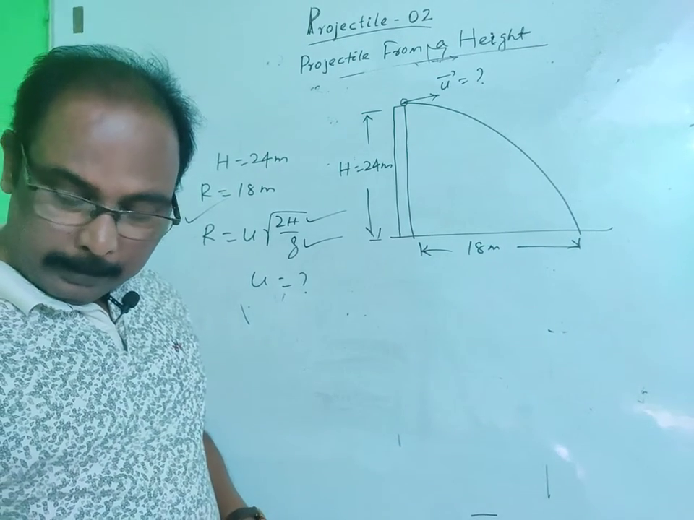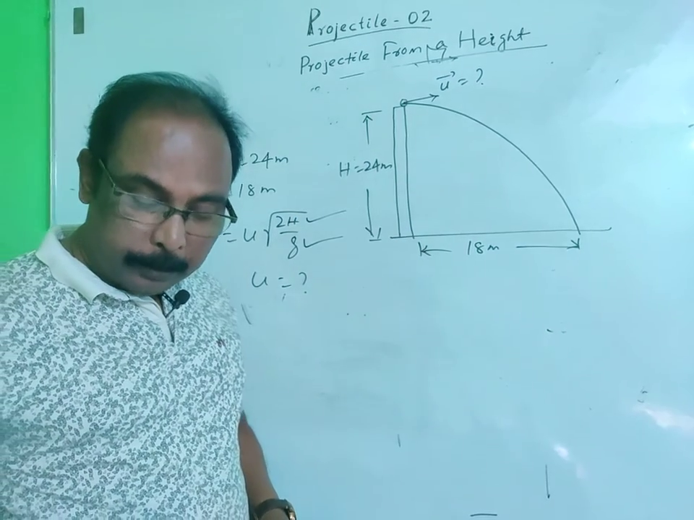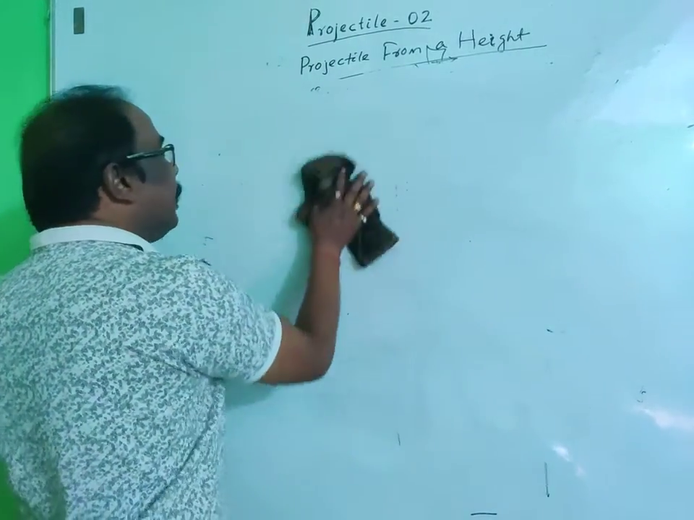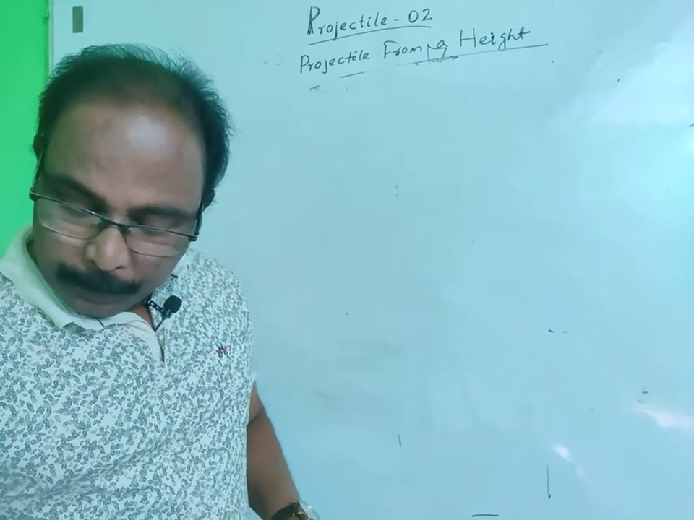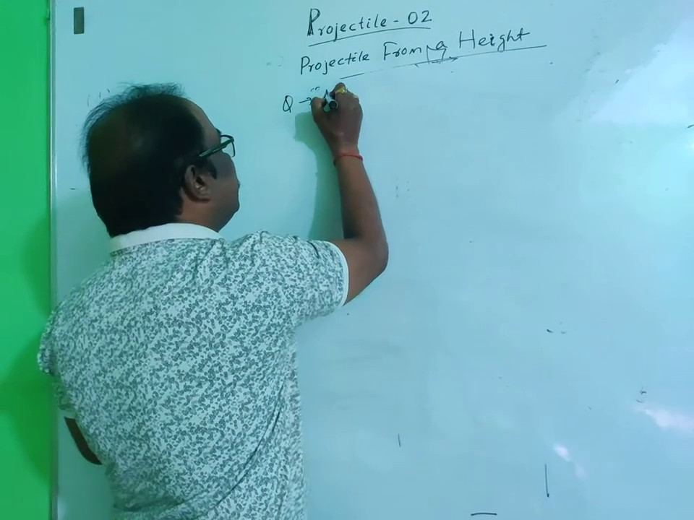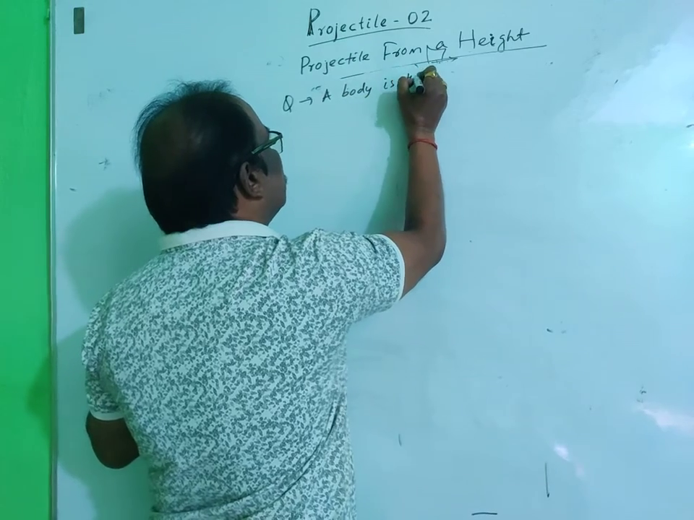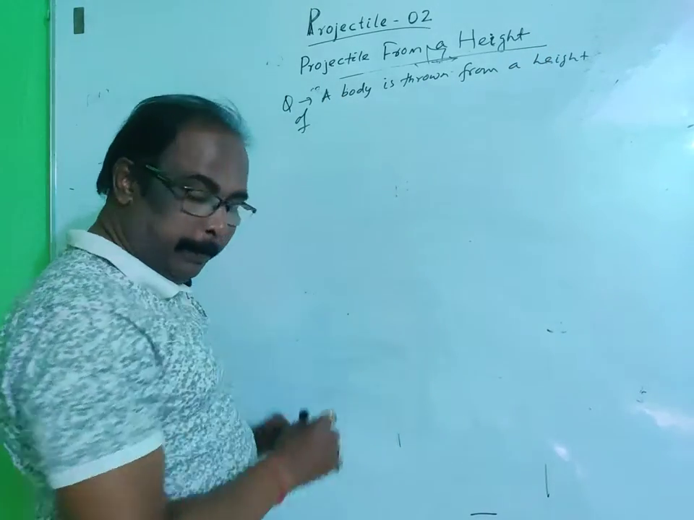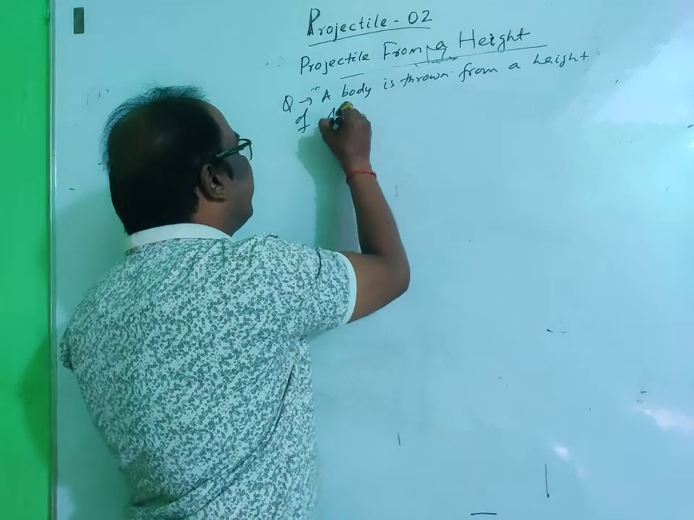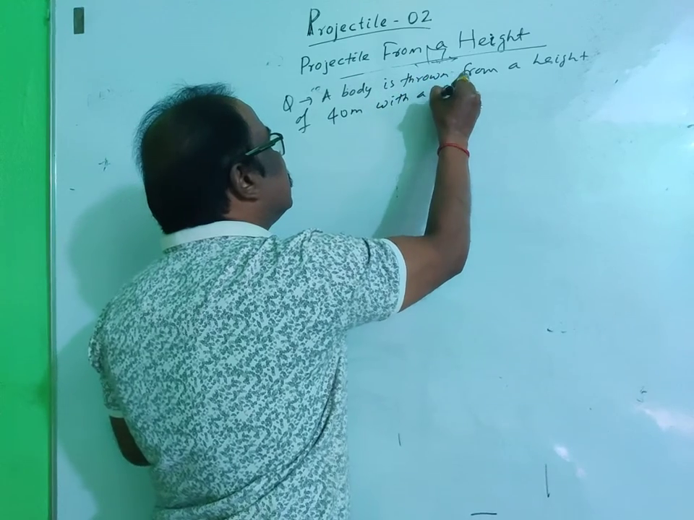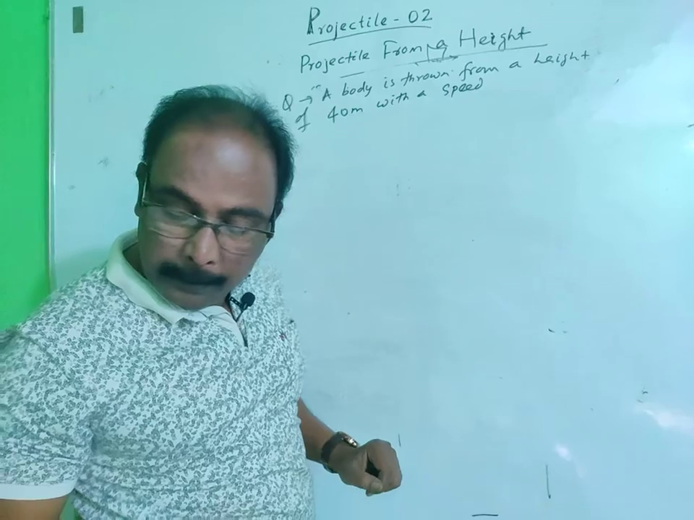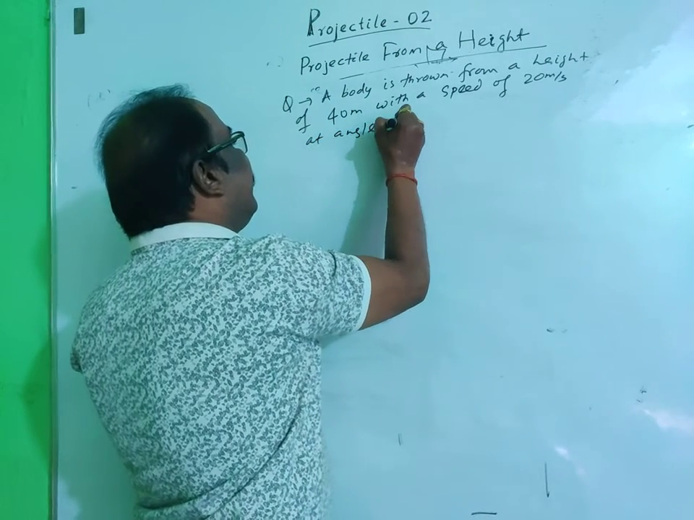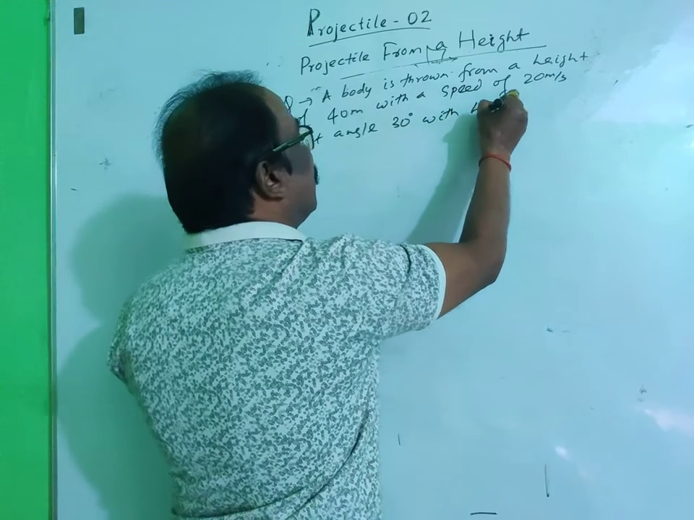I have taken this much of the questions on the basis of a projectile thrown in horizontal direction from the top of a tower. Then for the other two types of projectile, let's approach a numerical. A body is thrown from a height of 40 meter with a speed of 20 meter per second at an angle 30 degree with the horizon.